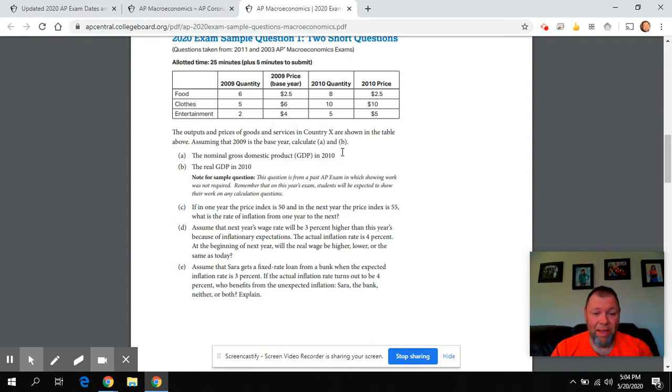Right? D, assuming that next year's wage rates are 3% higher than this year's because of inflationary expectations, but the actual inflation rate is 4%. At the beginning of next year, will your real wages be higher, lower, or the same as today?